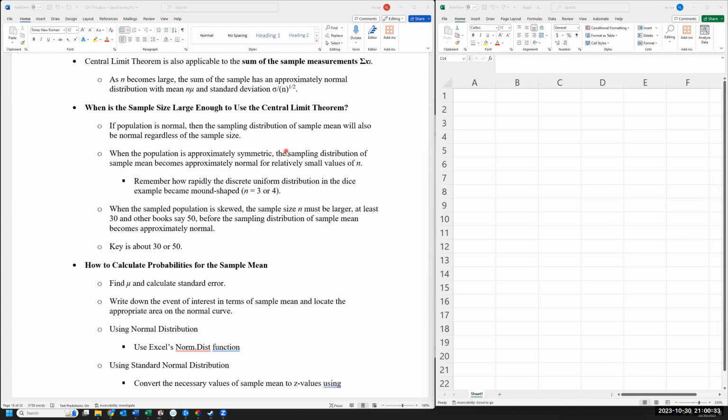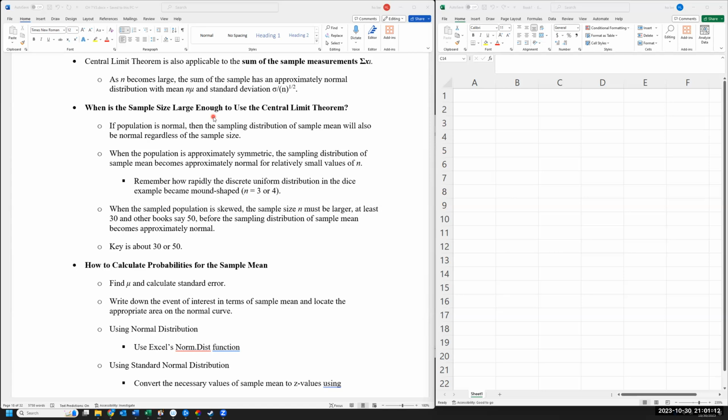When the population is approximately symmetric, the sampling distribution of the sample mean becomes approximately normal for a relatively small value of n. Remember our dice rolling example above. We only needed n equals 3 or 4 to show that the sampling distribution became really close to a bell-shaped curve, if not equal to one. When the population is skewed, the sample size n must be larger.